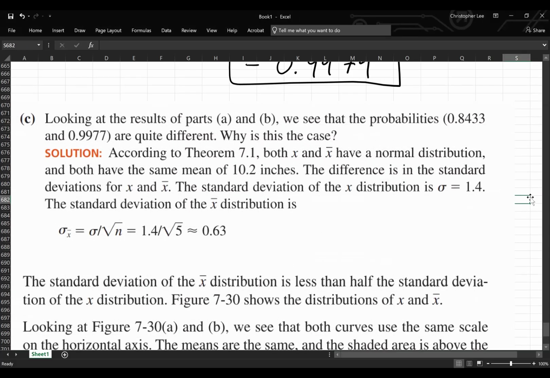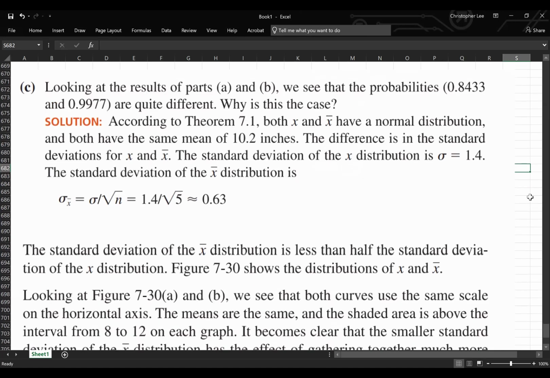Our number is a little bit off because we didn't round, we used the actual calculator to do our stuff, right? Which happens. That's a normal thing. Anyway, looking at the results for parts A and B, we see that the probability for A was 0.8433 and the probability for B was about 0.9977. They're quite different. Why is that?